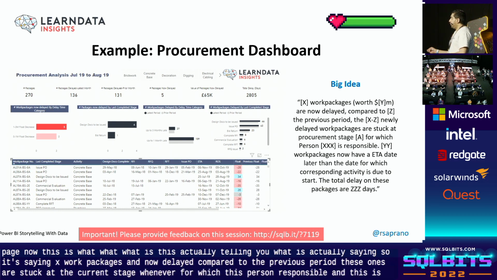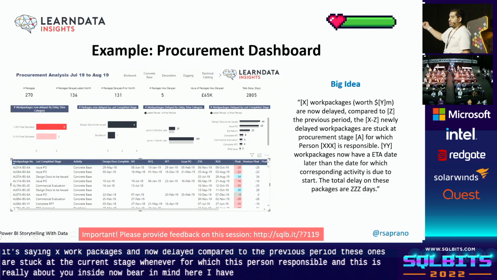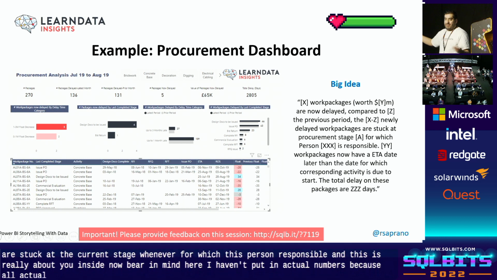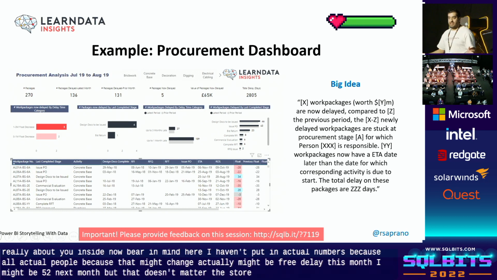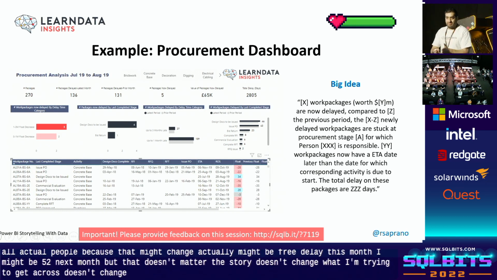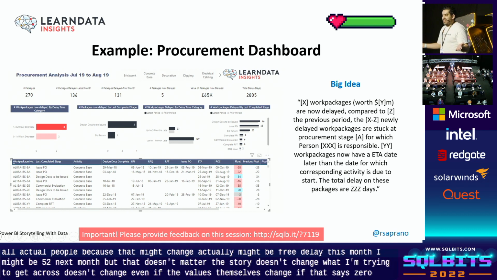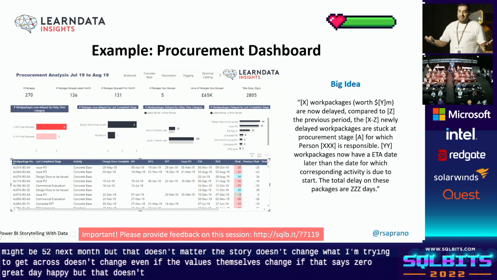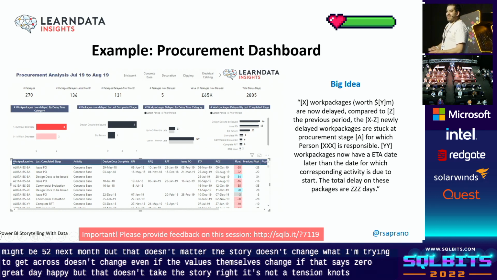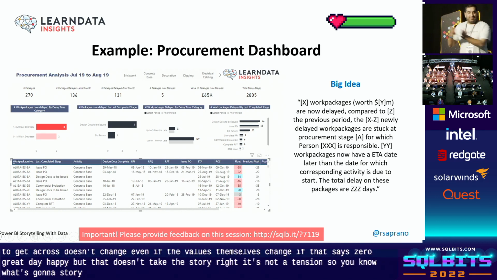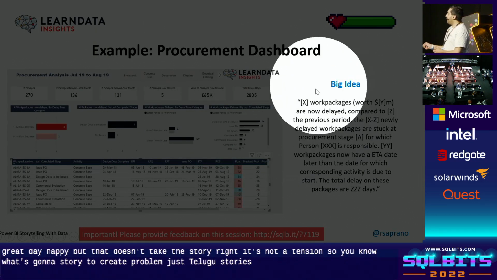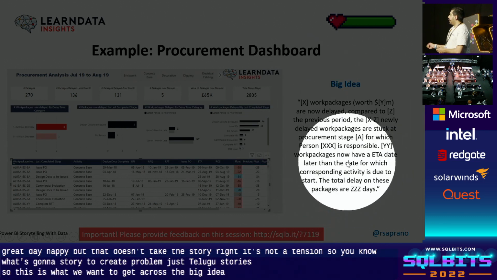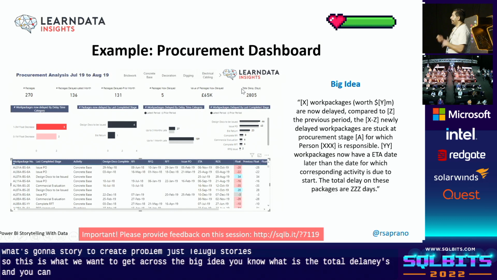And this is really about your insights. Now, bear in mind here, I haven't put in actual numbers or actual people, because that might change. It might be 3 delayed this month, it might be 5 delayed next month, but that doesn't matter. The story doesn't change. What I'm trying to get across doesn't change, even if the values themselves change. If that says 0, great, I'm happy, but that doesn't change the story. It's not as much tension, not as good a story, but we don't want to create problems just to tell a good story. That's not a good thing to do. So this is what we want to get across, the big idea. What is the total delay on these? And you could write this out as a little paragraph sentence.